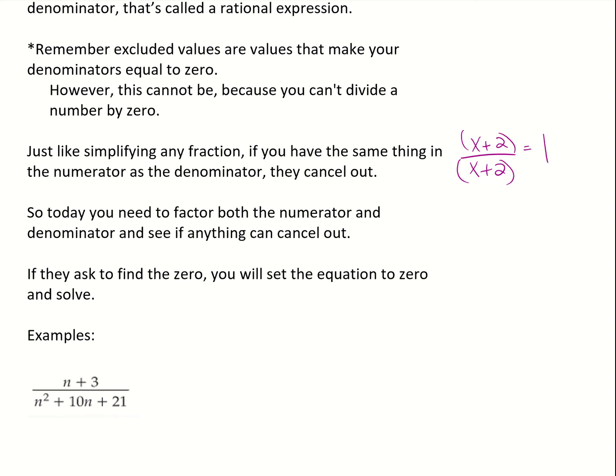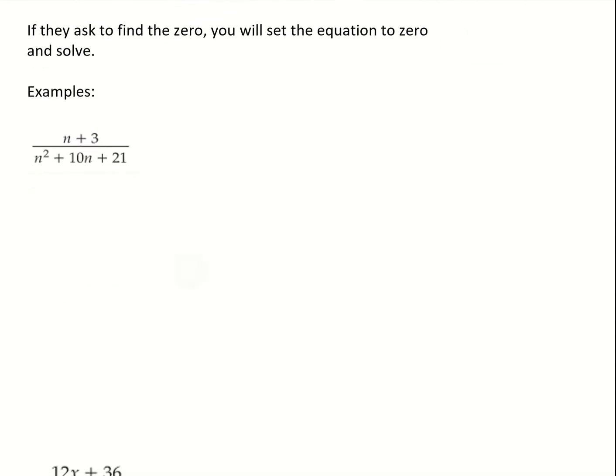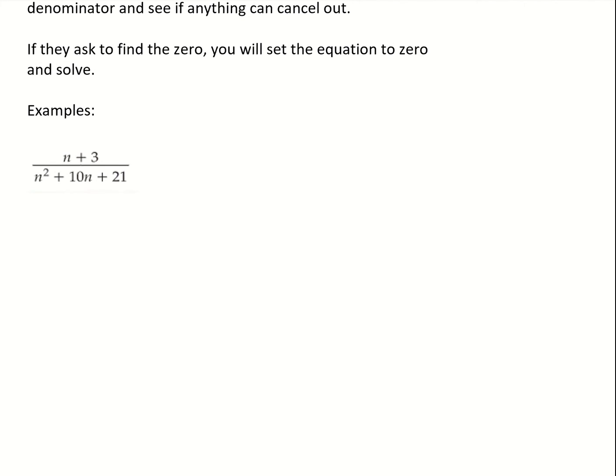What we're going to do today is have polynomials in both the numerator and the denominator, and our job is to be able to cancel them out after we factor them. If they say to find the 0, we're going to set the equation equal to 0 and solve, just like we have been before. So let's look at the first example here.